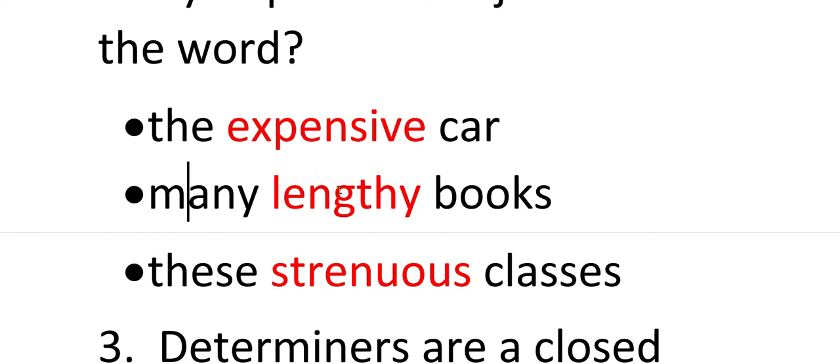We have many lengthy books. So because we can put the adjective after this word, this is a determiner. We have these strenuous classes. So these: determiner, adjective, noun.